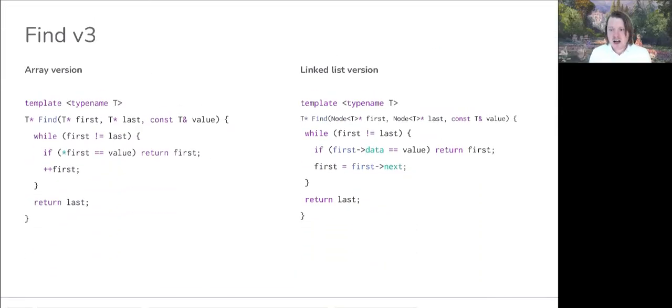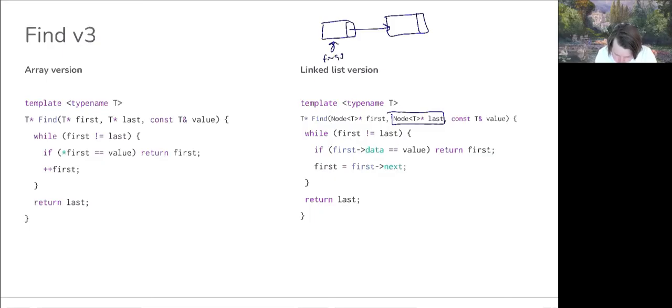Okay, so let's try to make this even more similar. I'm going to update our definition for the linked list version now. I'll add a third parameter, but it will fall as the second parameter in the parameter list, and it's going to be last. So now here's the idea. If we have a linked list, first is going to point to the first item, the first node.